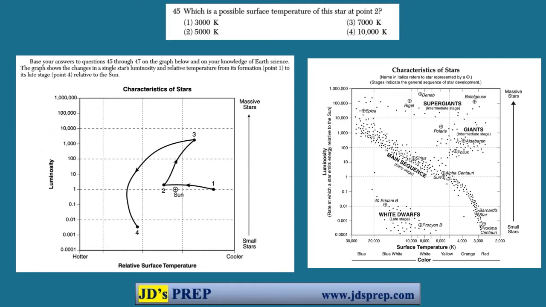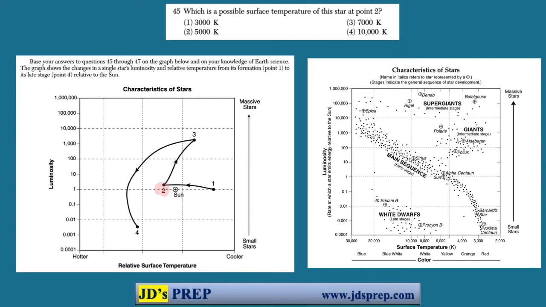So for the next few questions, we're going to be using this graph that's been given in your test. I have pulled out this graph from the reference tables. This is going to be the reference that we are using to answer these next following few questions. So our first question is, what is a possible surface temperature of this star at point 2?